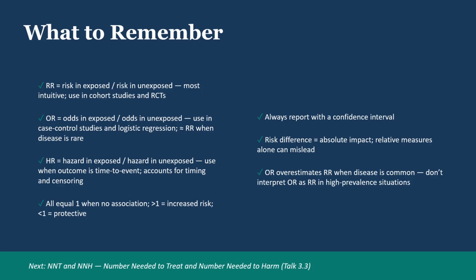Here's the summary. 3 measures, RR, OR, HR, each appropriate for different study designs and outcome types. All share the same null value of 1, and all carry the same directional interpretation above and below 1. Always pair them with a confidence interval, and always accompany a relative measure with an absolute risk difference, or number needed to treat, so that the practical significance is clear. In the next talk, we cover NNT and NNH, the number needed to treat and the number needed to harm, which are arguably the most clinically meaningful ways to communicate treatment effects, and which flow directly from the risk difference.